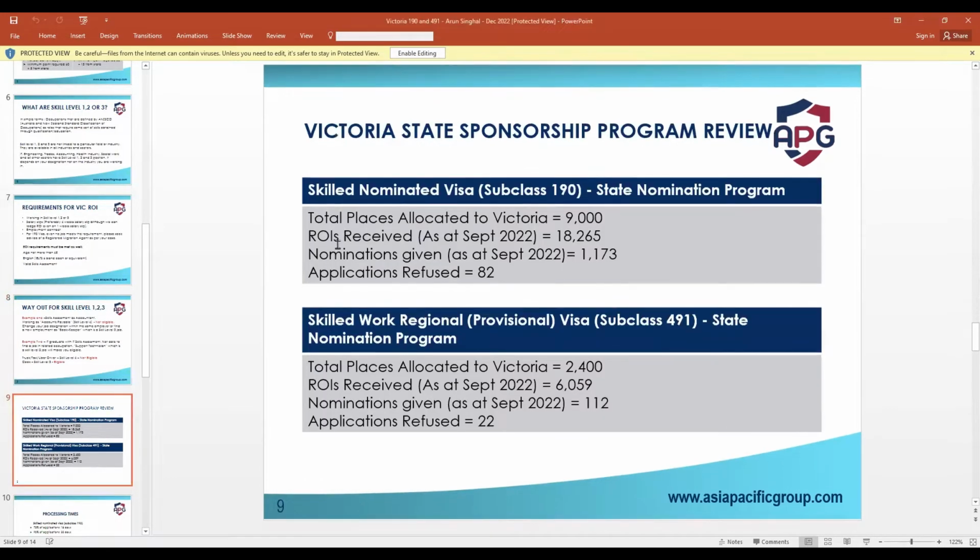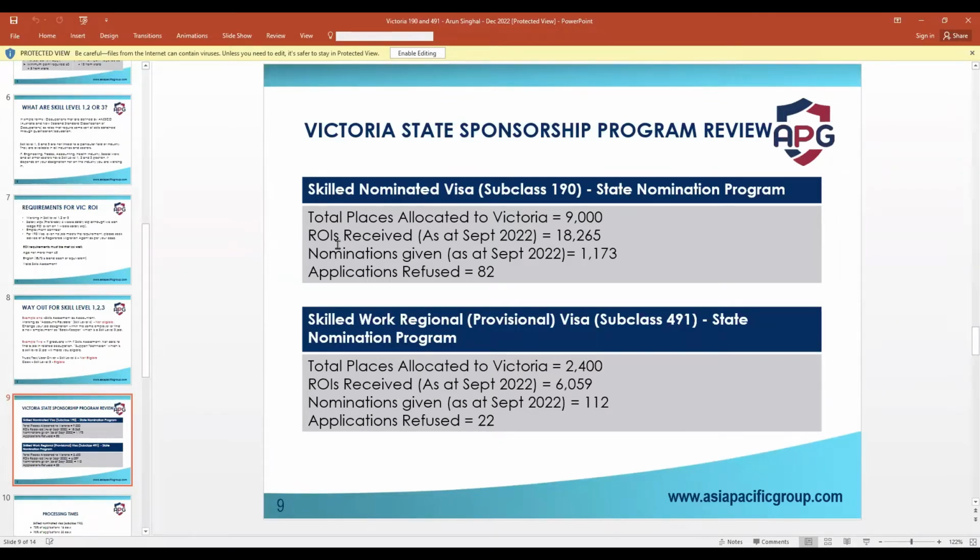Okay. So the Victorian State Nomination Program for this year started in August 2022 and it will end on 20th of June 2023. But the Victorian government will stop taking new applications in the month of May. After that, they will only decide from the applications they have in hand.